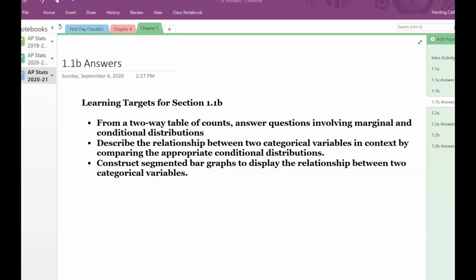What we're going to do in section 1.1b is look at the comparison of two categorical variables to determine whether there is an association between them or if they are independent. And you can see on the screen what the learning targets are. From a two-way table of counts, answer questions involving marginal and conditional distributions. Describe the relationship between two categorical variables by comparing the appropriate conditional distributions, and construct segmented bar graphs to display the relationship between the two categorical variables.